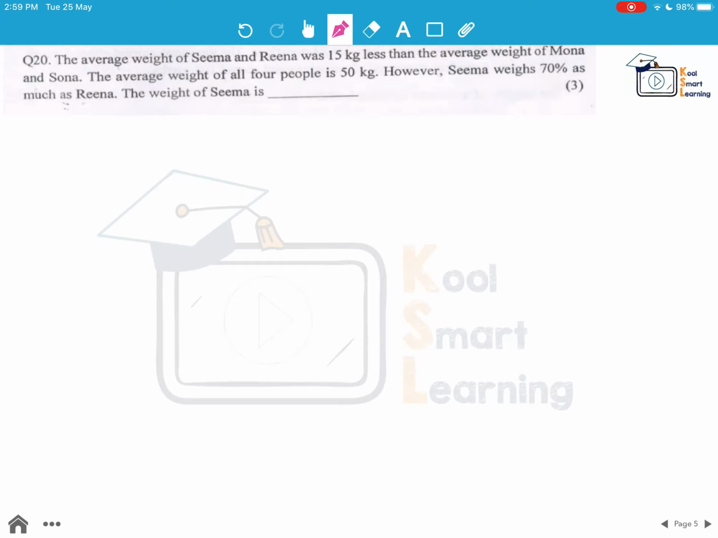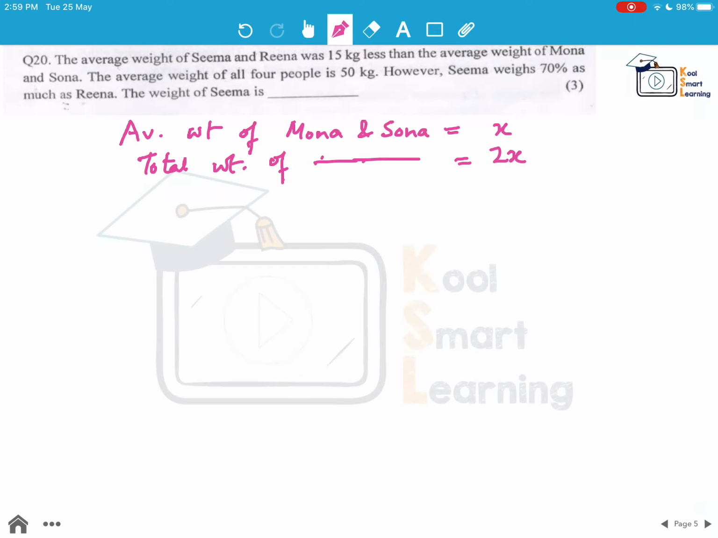The average weight of Seema and Reema was 15 kg less than the average weight of Mona and Sona. The average weight of all 4 people is 50 kg. However, Seema weighs 70% as much as Reena. The weight of Seema is? So let's first take the average weight of Mona and Sona to be x. So what will be the total weight of these two? It will become 2x.